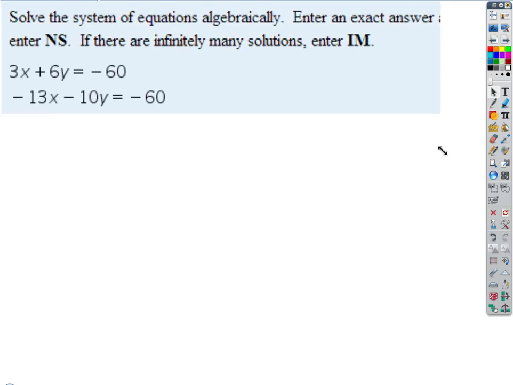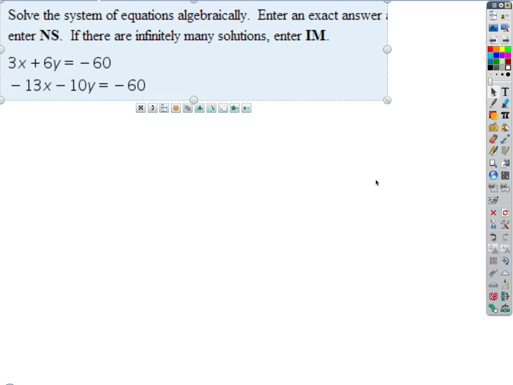Okay, so is this a substitution problem? No, it's not, is it? Not a substitution problem. This is one of those elimination problems or linear combination, whatever you want to call it. So I've got to figure out the easiest way to get one of the two variables to cancel, either the x's or the y's. Which terms would I probably get rid of most easily? The y's, yeah.